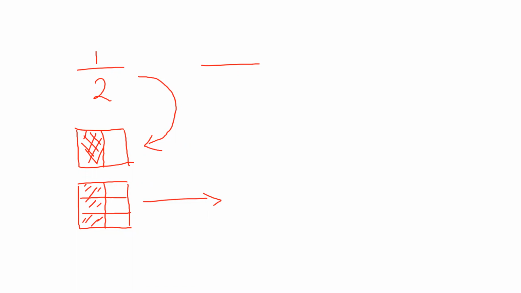3 over 6. It is 3 over 6. Exactly, perfect. 3 shaded out of 6. Sorry, I thought it was like the 1 over 2 thing.